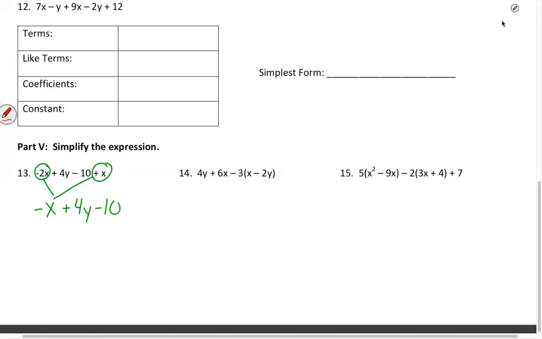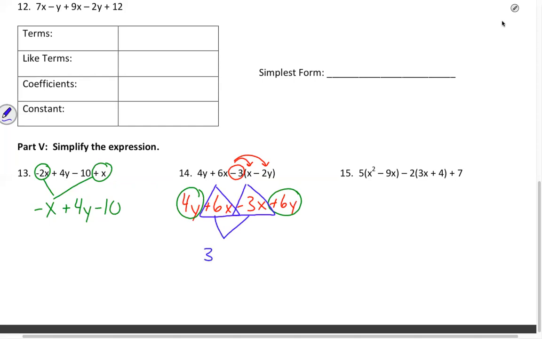For this, I'm going to distribute this -3 first. So 4y plus 6x minus 3x plus 6y. And now I'm going to combine my like terms. So combine my y's, combine my x's. So let's do the x's first. So it's 3x. And then my y's would be plus 10y.